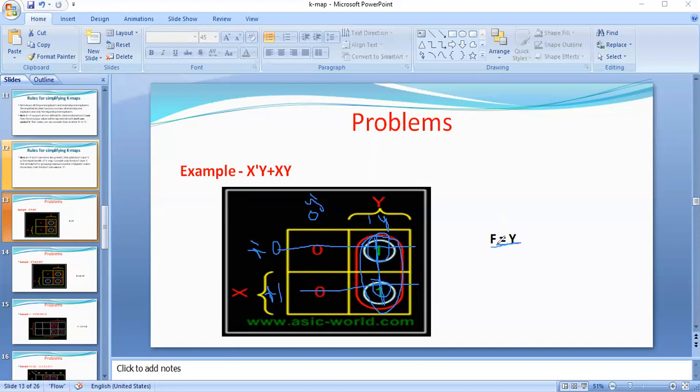So the final minimized expression is F is equal to Y. F is equal to Y. Okay. And next, I'm going to explain another problem.